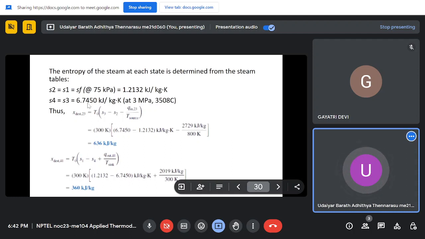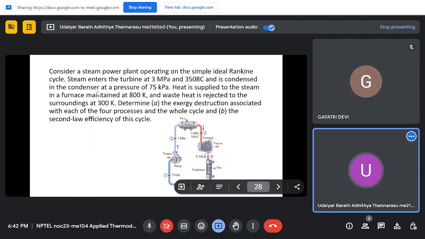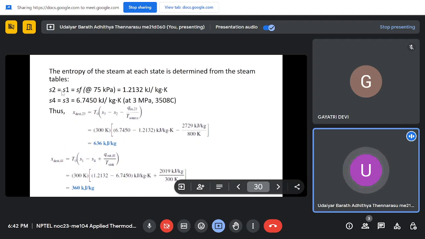So you can calculate the entropies at states 2 and 3, and 1 and 4. S2 equals S1, so we can calculate the entropy at state 1 as 1.2132. S4 equals S3, the same value, 6.450. This is at 75 kilopascal, and this is at 3 megapascal and 350 degrees Celsius. And so the exergy destroyed is T naught times S generated.